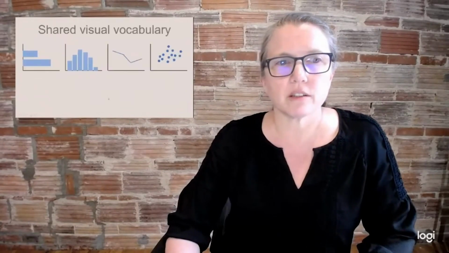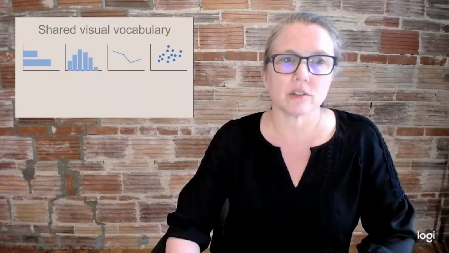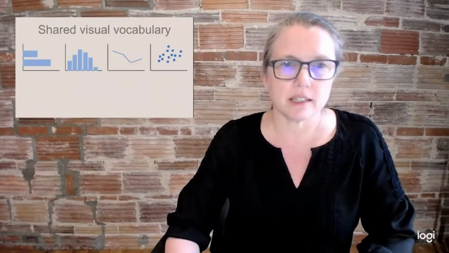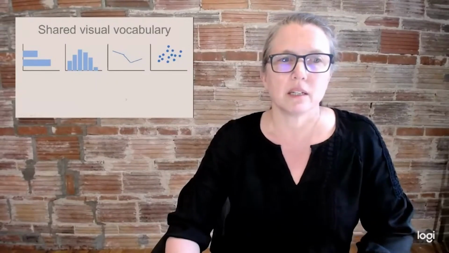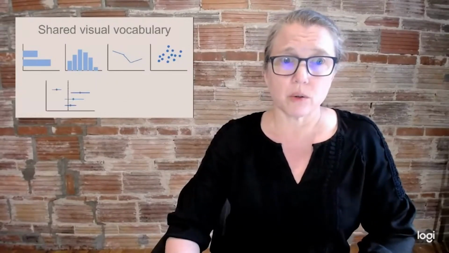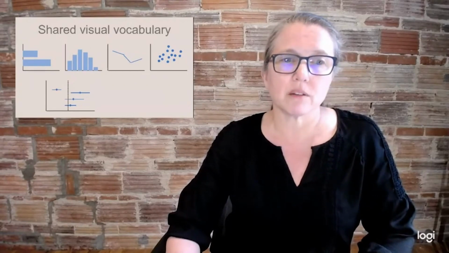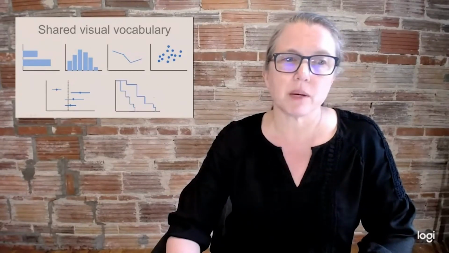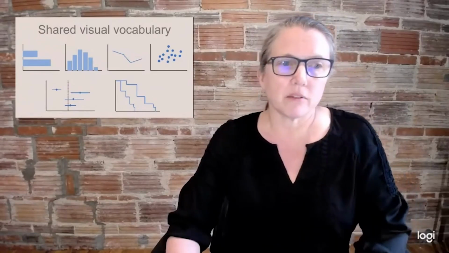Also, there's a shared visual vocabulary very clearly across all medical journals. You can always present bars and histograms and lines and scatters with no problems. Most medical fields are also quite comfortable with forest plots for ratios with confidence intervals and also Kaplan-Meier survival curves, which is a specific type of line graph.